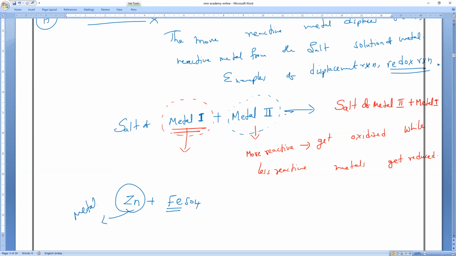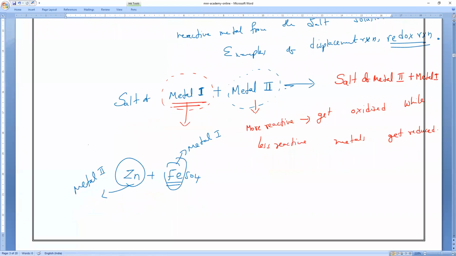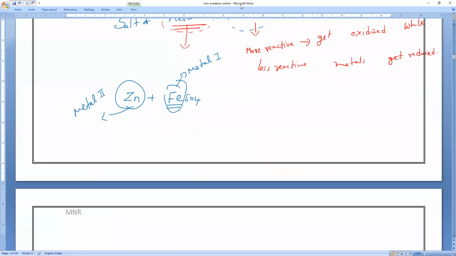Okay, so zinc is a metal. Let me take this as metal 2, and the salt of the metal, this is metal 1, which is iron. Is iron in a metal state or ionic state? It is a compound state. Compound state means it is already in an ionic state. It is a cation, and sulfate is a what? Everybody, sulfate is a what?